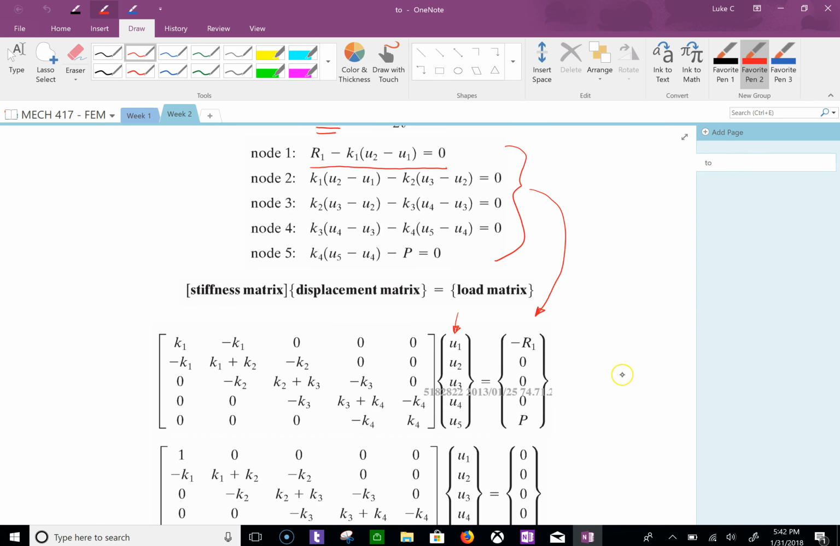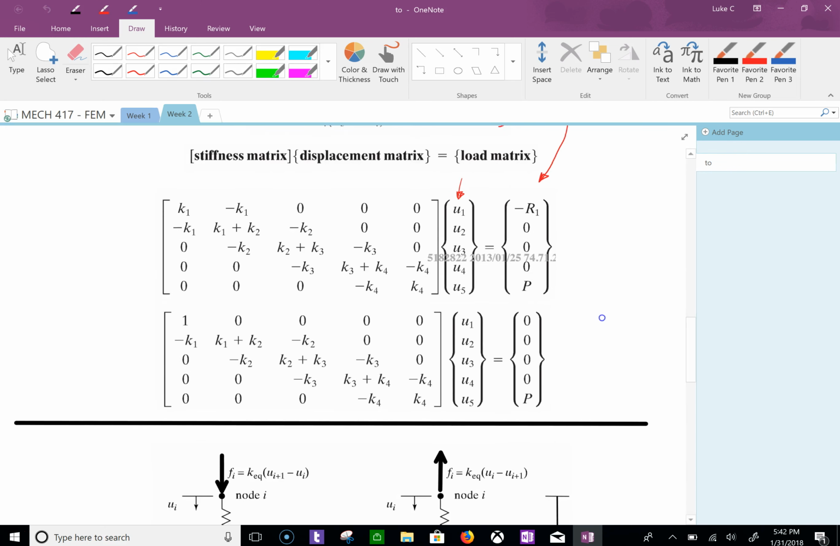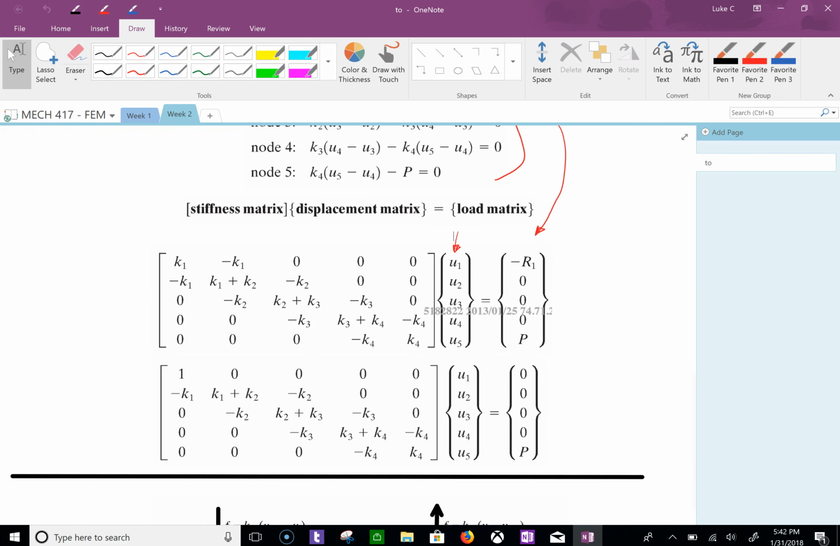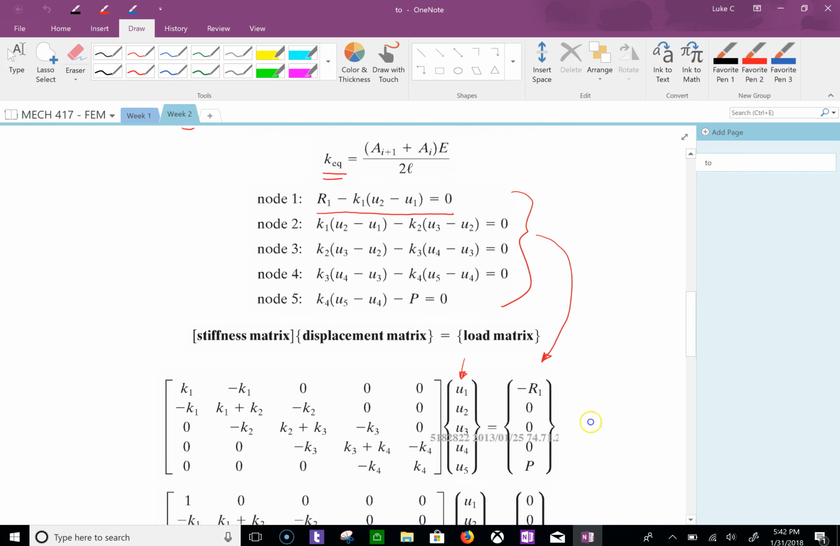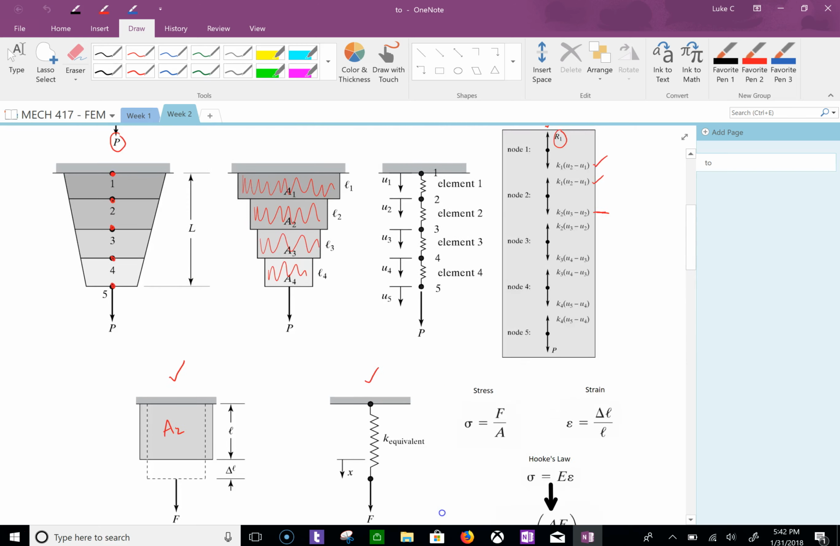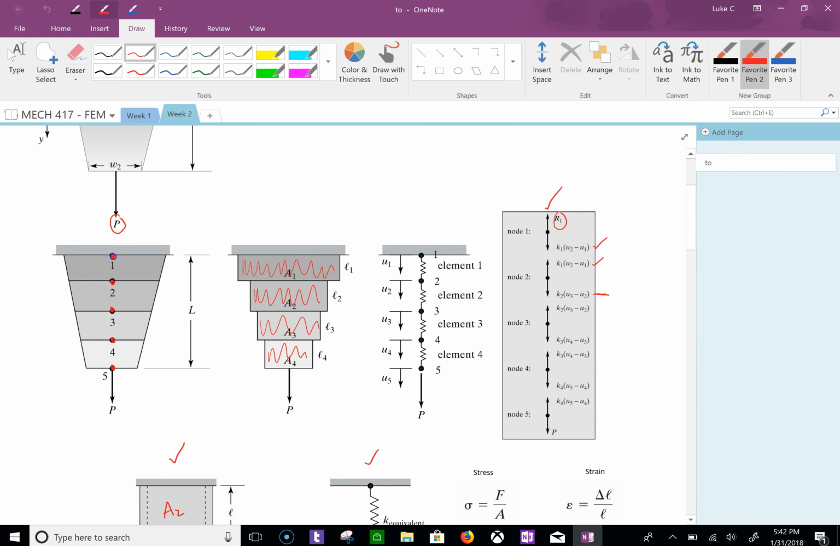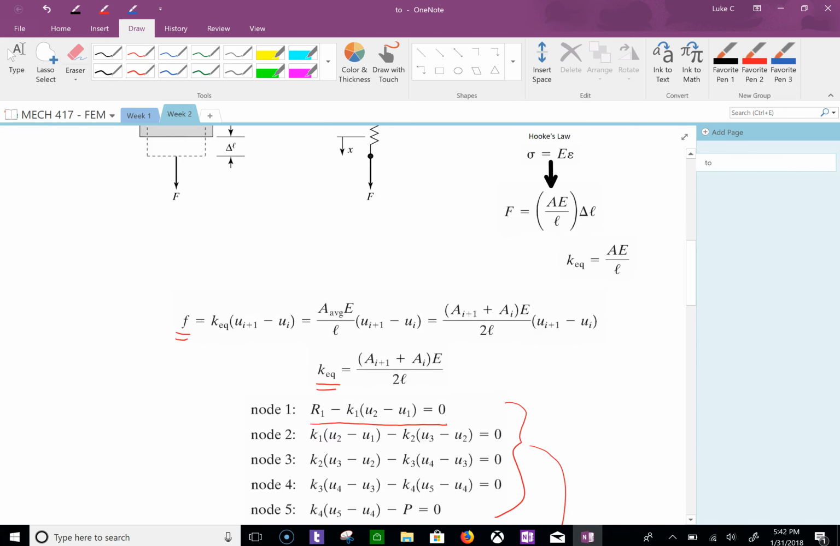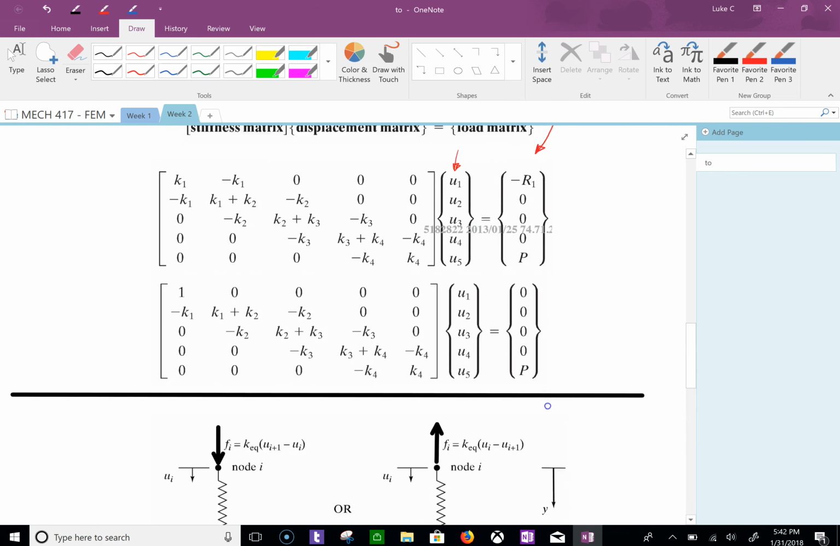There you go. And after we have this matrix, what we need to do now is we need to apply boundary conditions. So the boundary conditions, there's two things. U1, the deflection at the very top, at point 1 is 0. And then we have a load being applied at node 5.